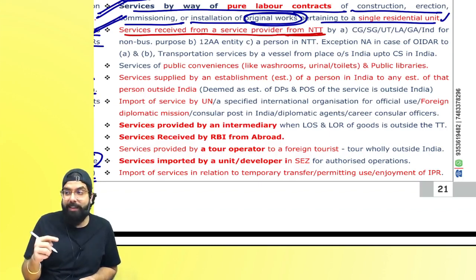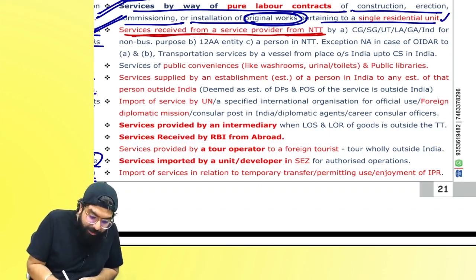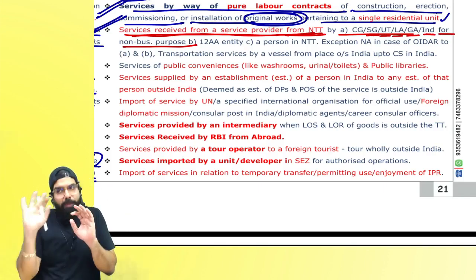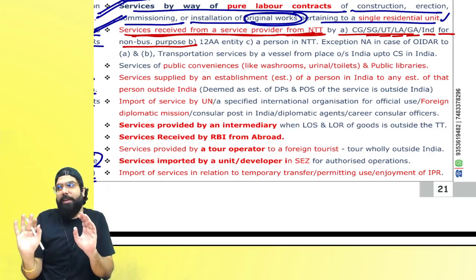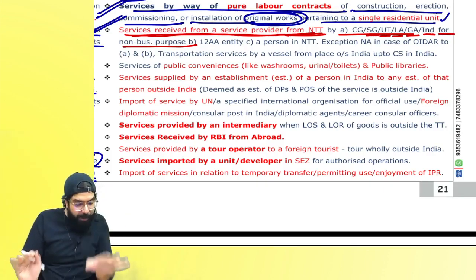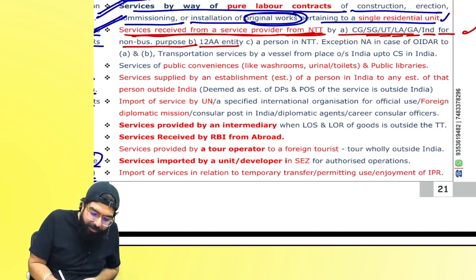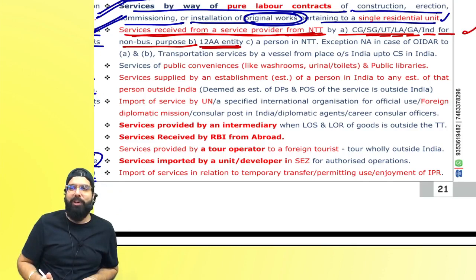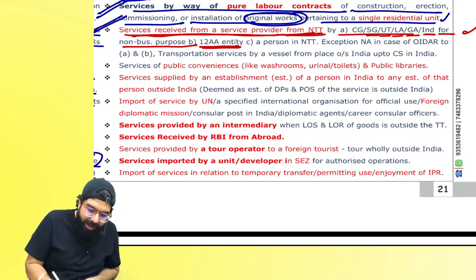Non-business entities are exempted. Where is it told? Here. Services received from a service provider in the non-taxable territory by the central government, state government, union territory, local authority, governmental authority, or an individual for non-business purpose is exempted. Importation of service for business purpose is taxable under RCM. Non-business purpose is exempted. Or if it is received by an entity under 12AA, or it can be 12AB entity also, right everyone, then it shall be exempted.